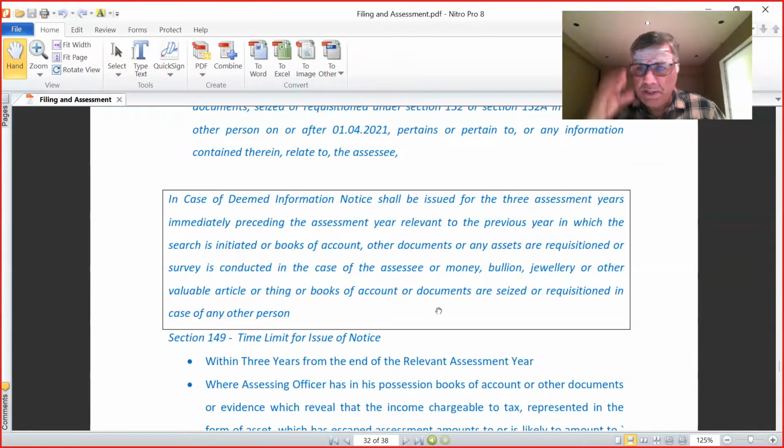Okay. So where are we in our understanding of a reassessment procedure? We understood in our reassessment procedure, section 147 is the section which tells us that we will be able to reassess.